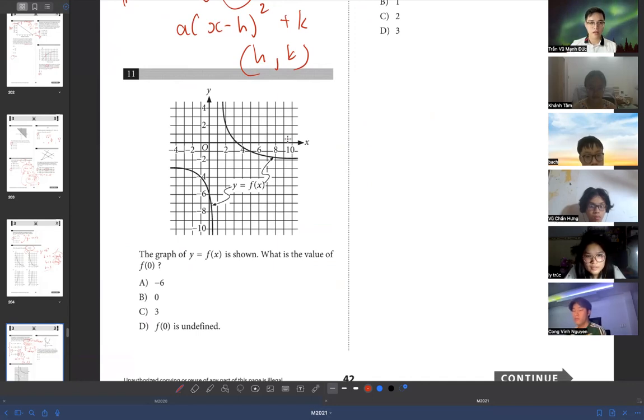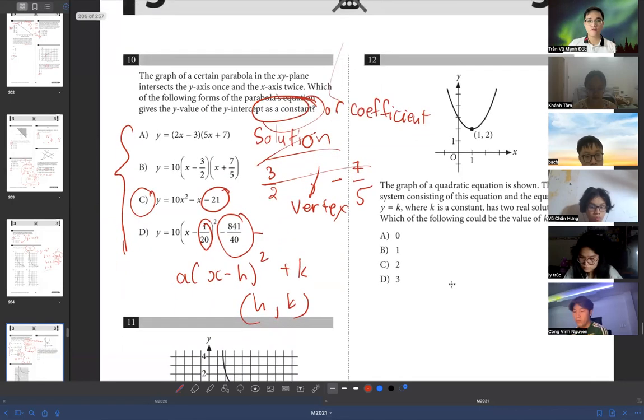11A. Very simple. 12D. Let's see. The system consisting of this equation, where k is a constant, has two real solutions. Which of the four? How did you do this? How did you do the 12th question?